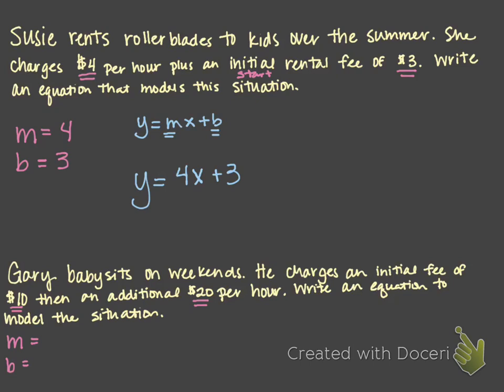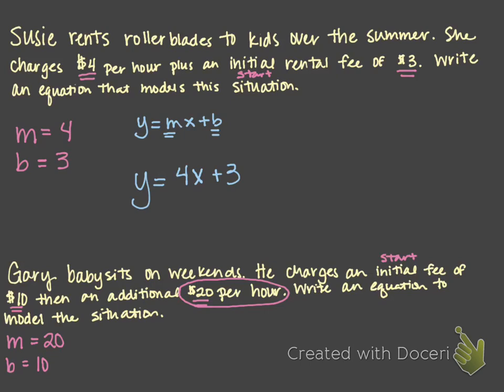We have an initial fee of $10, so that's a one-time fee, and then an additional $20 every hour. So since we charge $20 every single hour, we're going to keep growing up by $20. So 20 is going to be our m value. The initial fee, or in other words, the starting fee, is that one-time fee that's going to represent our starting value, and otherwise our y-intercept. So our b value is going to be 10.